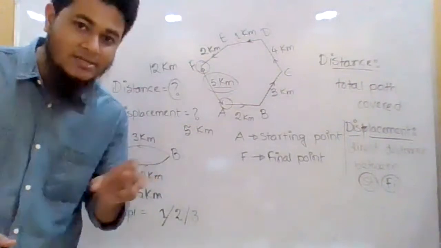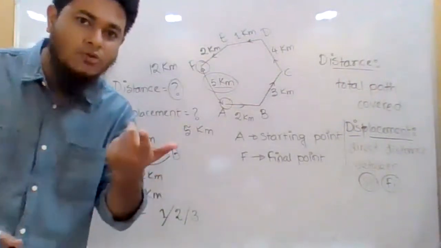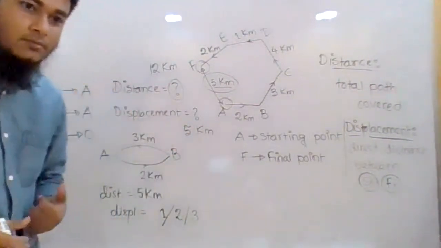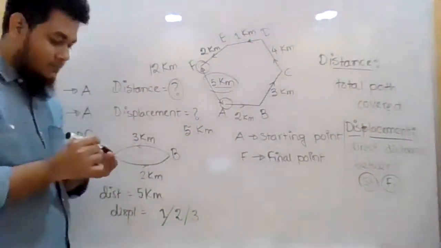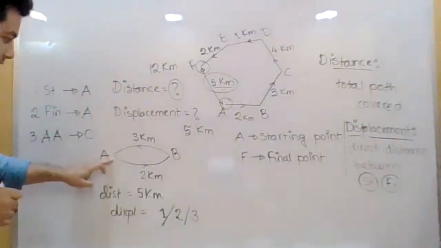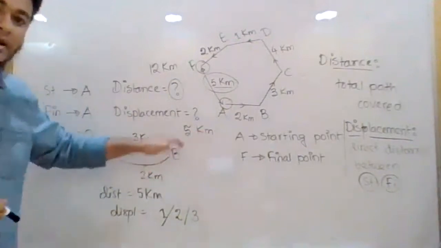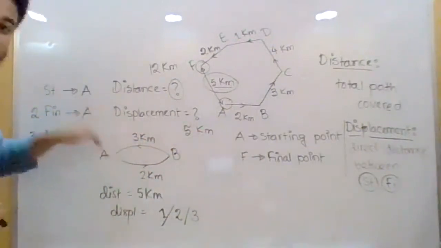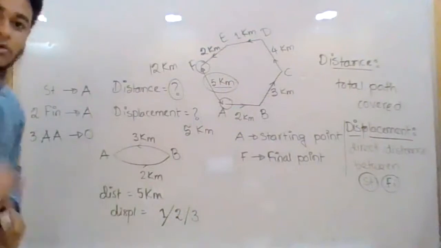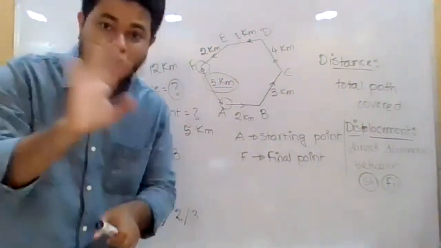So what is the difference between your start and final point? Zero. So let's say you started from a point, you went somewhere, you traveled around the world, and you came back to the same point from where you started. Your displacement is zero because you have not been displaced.